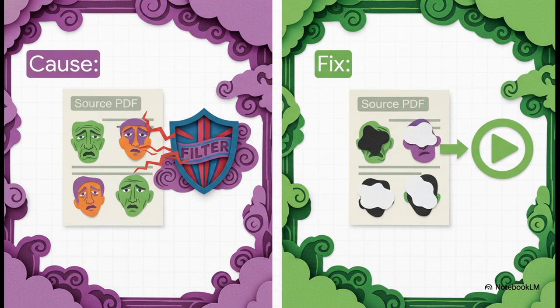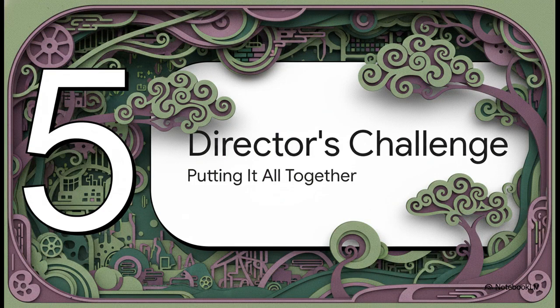And what's really funny here is the cause. More often than not, it's just human faces in your source documents that are triggering the filter. The fix is, well, it's surprisingly low-tech, but it works. You just open up a simple paint program, draw a black or white blob over any faces in the document, and then upload it. That's it. Problem solved.